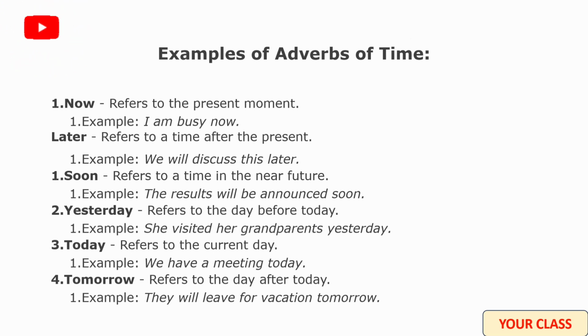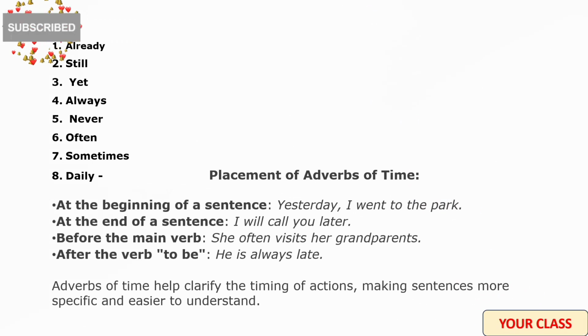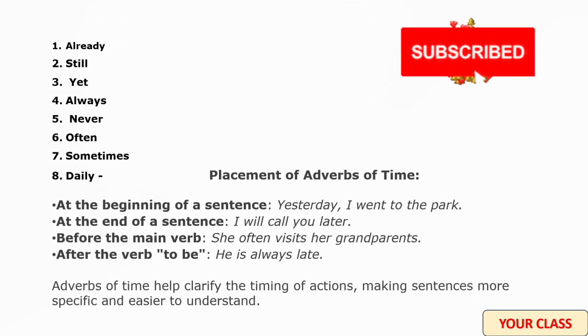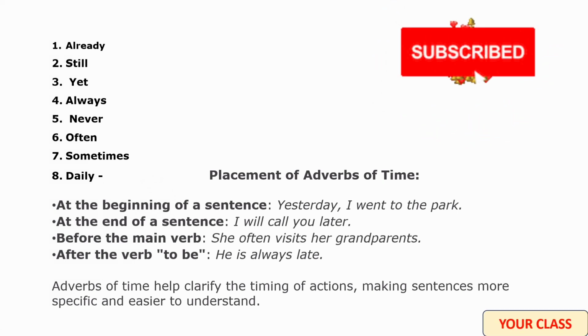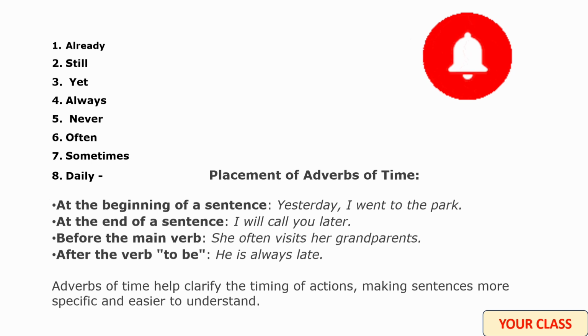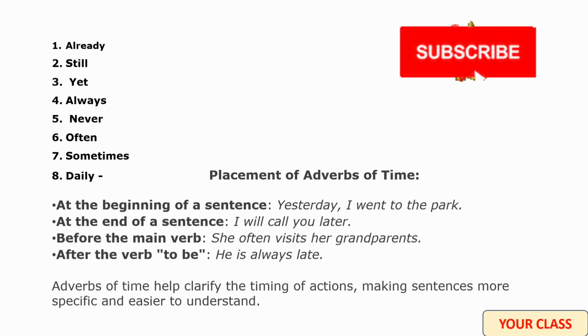Each adverb helps specify when something is happening in relation to the present moment: now, the past, yesterday, or the future: later, soon, tomorrow. There are more words that tell us about the time of adverbs. For example, already, still, yet, always, never, often, sometimes, daily. Now we are talking about the placement of adverbs of time.